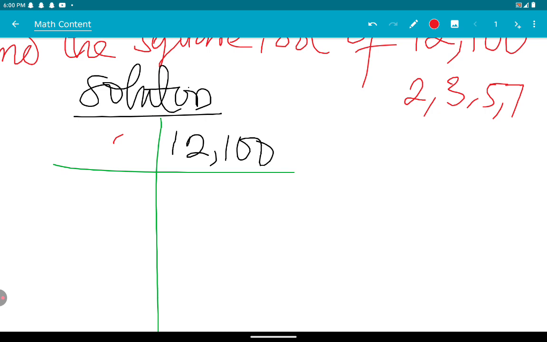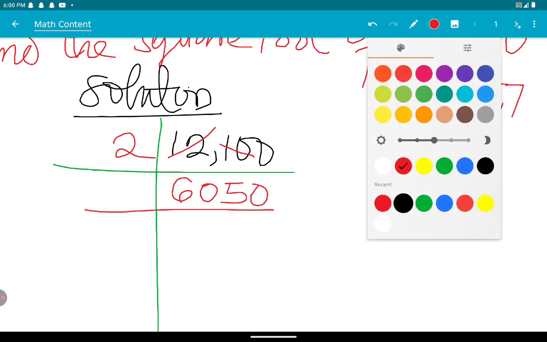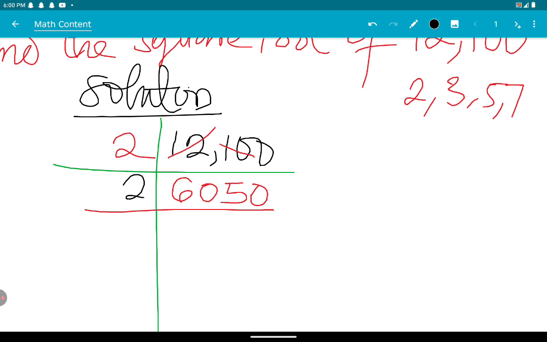Of course, 2 can divide 12,100. 2 in 12 is 6. 2 in 1 is 0. Then 2 in 10 is 5. Then 2 in 0 is 0. I'm done with the first one. Now move on to the next. I can still use 2. 2 in 60 is 30. 2 in 5 is 2, remainder 1. Then 2 in 10 is 5. So 2 cannot divide again.